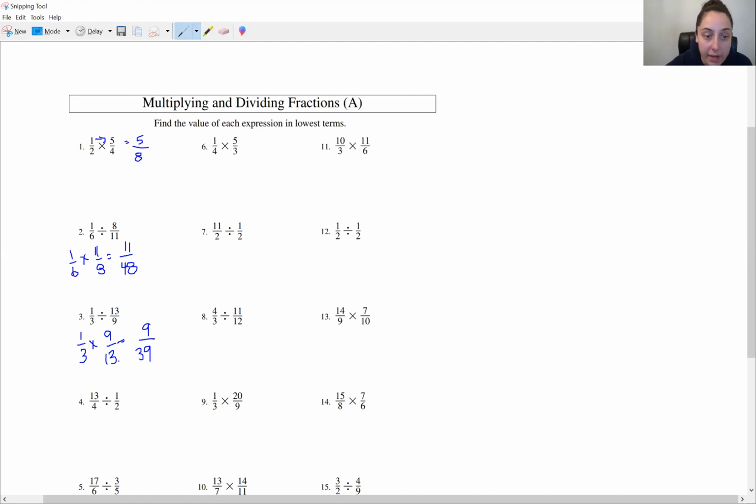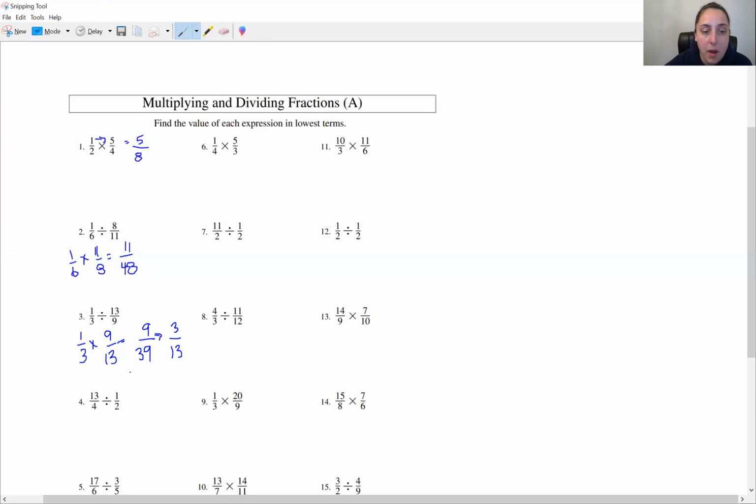Now, can I divide? Can I make this smaller? Well, I can make this smaller because I have a 9 and 39. I can divide the 9 and the 39 by 3. So I'm going to divide the 9 by 3, which would give me a 3. And I'm going to divide the 39 by 3, which would give me 13. And this would be my final answer.